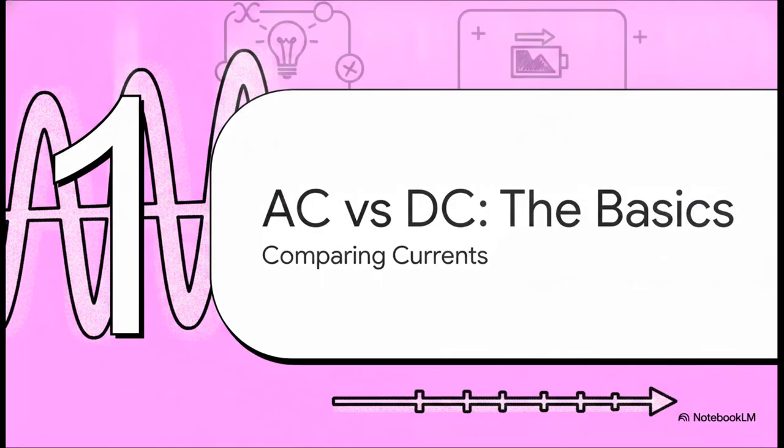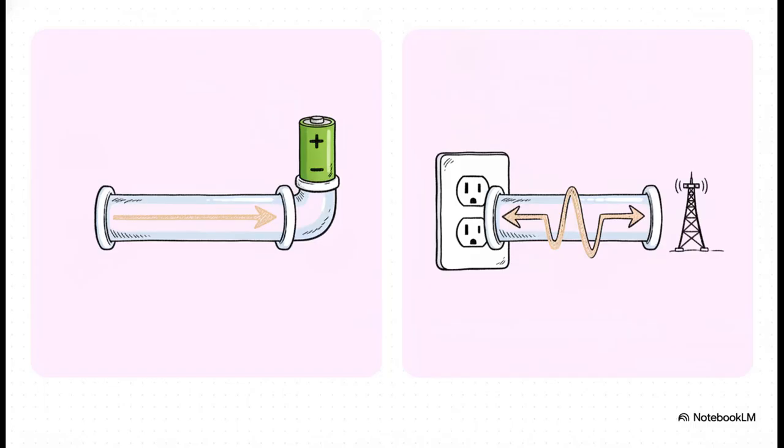Okay, section 1, AC versus DC, the basics, let's say the groundwork. Imagine water flowing through a pipe. In direct current, or DC, which is what you'd get from a standard battery, the water always flows steadily in one direction. It's super simple, and it's great for your electronics. But in alternating current, the water repeatedly sloshes forward and backward through the circuit.